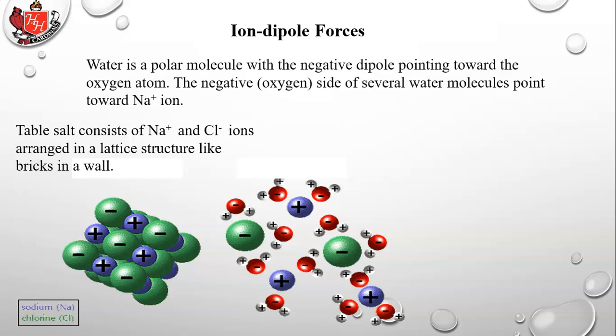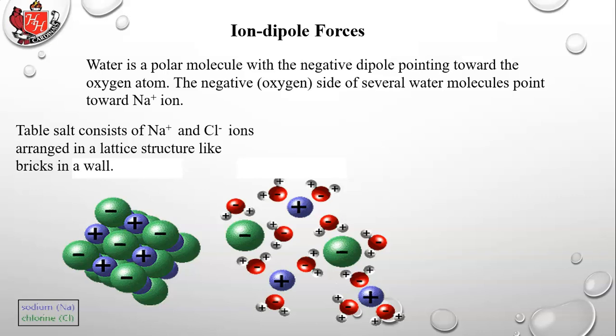Water is a polar molecule with the negative dipole pointing toward the oxygen atom. So let's remember what that word dipole means. Di means two, pole means pole. So it means it has a positive side and a negative side. So a water molecule is electrically neutral. It has the same number of protons as electrons in the entire molecule. It's just that the electrons are pulled over towards the oxygen.